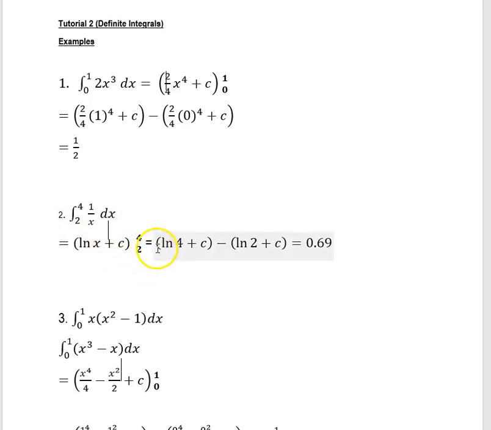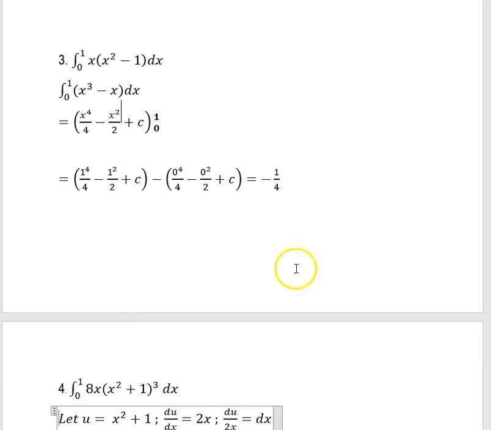Remember that. And then you substitute 4 for x, and then you subtract, substituting 2, the second value of x. Then ln 4 is your natural log of 4 minus natural log of 2. In your calculator, if you do that, you're going to have 0.69. You can leave it in 2 decimal places.